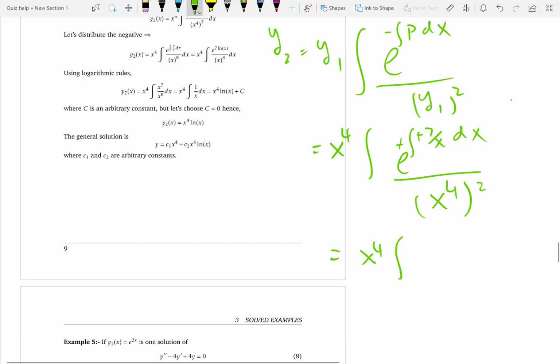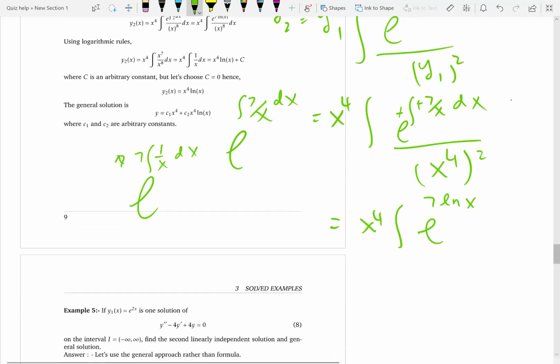So x to the 4 times the integral of, 7 over x is e to the 7 natural log x, right? We can take this 7 out, so it's actually the integral of 1 over x. So e to the 7 natural log x divided by x to the 4 squared. A lot of students make this wrong. X to the 4 squared is not x to the 6. It's x to the 8. Okay, you don't add here. It's multiplication. Don't forget that.